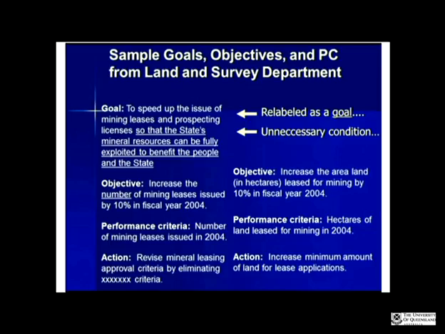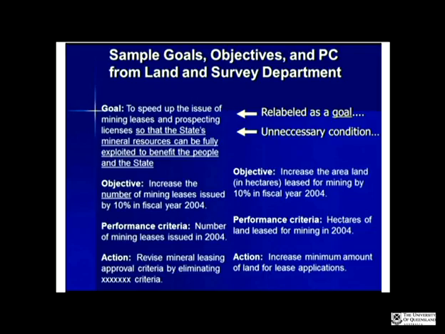And so then we're going to set some objectives under that. I've given you these particular ones, and I guess what's important to say here is that often goals will have a number of objectives, not just one objective under it. And so here we're saying objective, we're going to increase the number of mining leases issued by 10% in the fiscal year of 2004. Okay, as I was saying, these have been updated, but this was what a researcher proposed with them about how they could make more specific objectives.